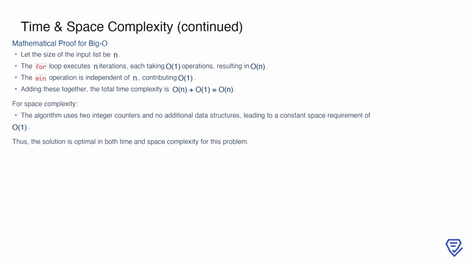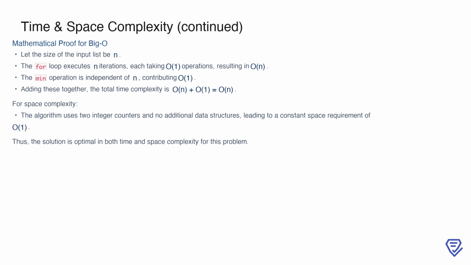First, consider the size of the input list as n. The for loop iterates through all n elements, and each iteration involves a constant time operation, such as checking if a position is even or odd and updating a counter. This gives us a time complexity of O(n). The min operation is performed once after the loop and is independent of n, contributing O(1). Adding these together, the total time complexity is O(n) plus O(1), which simplifies to O(n).